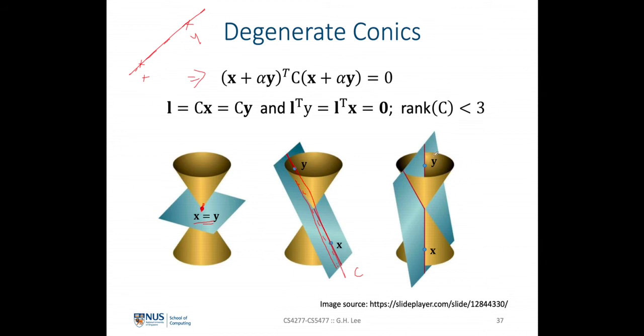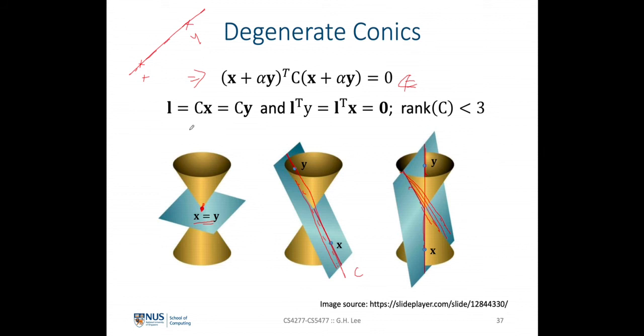And in the third case, the plane will be intersecting the 2 inverted cones in this manner over here, which forms 2 straight lines. In this case, whatever points lie on either one of these 2 straight lines would also fulfill this particular equation over here.